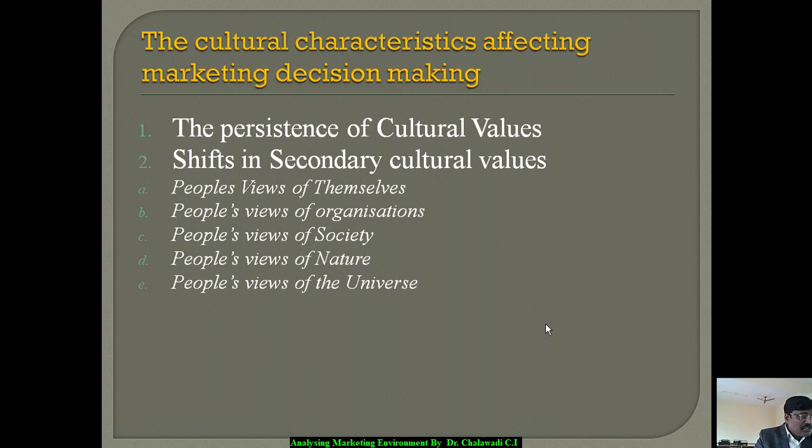How schools are teaching the students, how churches are teaching the people, how business is creating value, how government is formed and how government is formulating different policies, these are also important things. And then shifts in secondary cultural values.